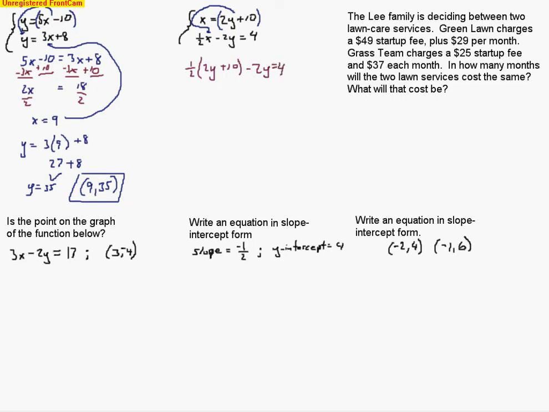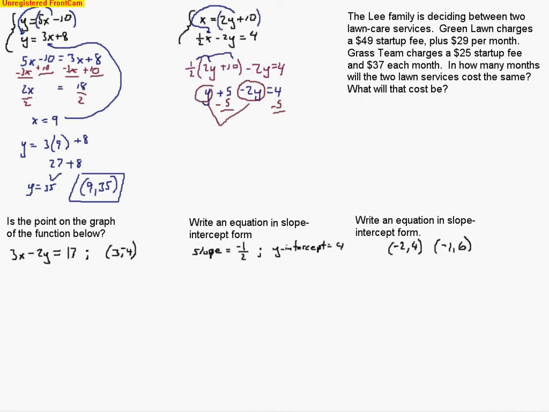So I'm distributing the 1/2 over this sum. So 1/2 of 2y is just y. Half of 10 is 5. And minus the 2y equals 4. Notice the y's are on the same side of the equal sign. So I can move the 5 to the other side of the equal sign by doing an opposite operation. But with the y's, I'm just collecting those two.